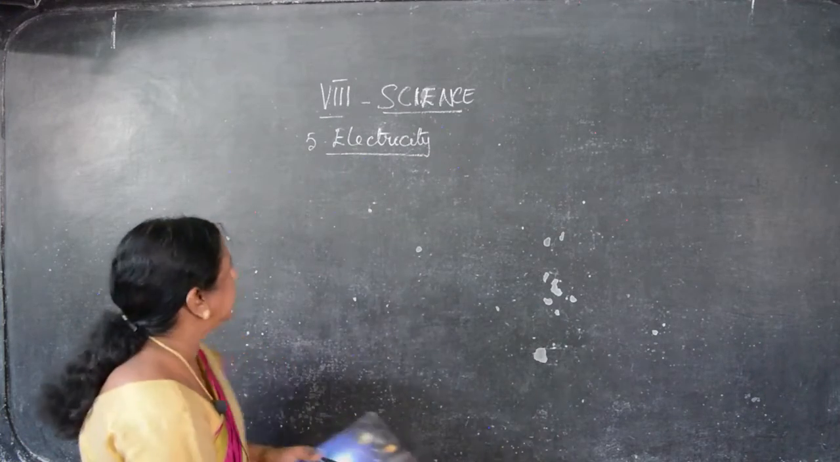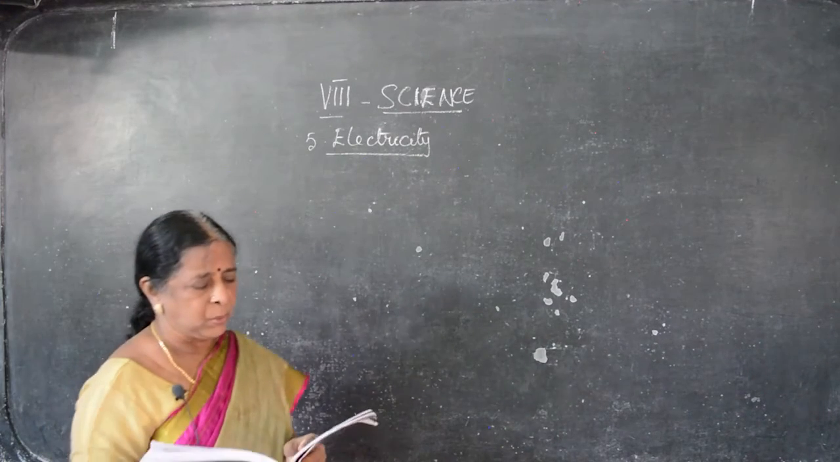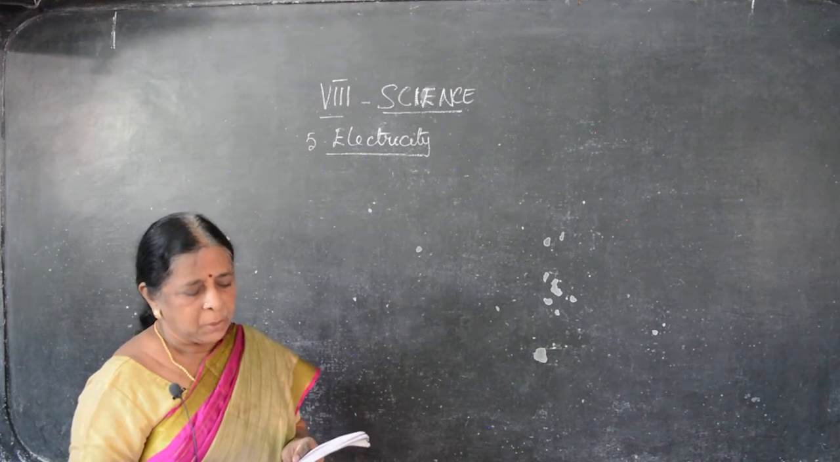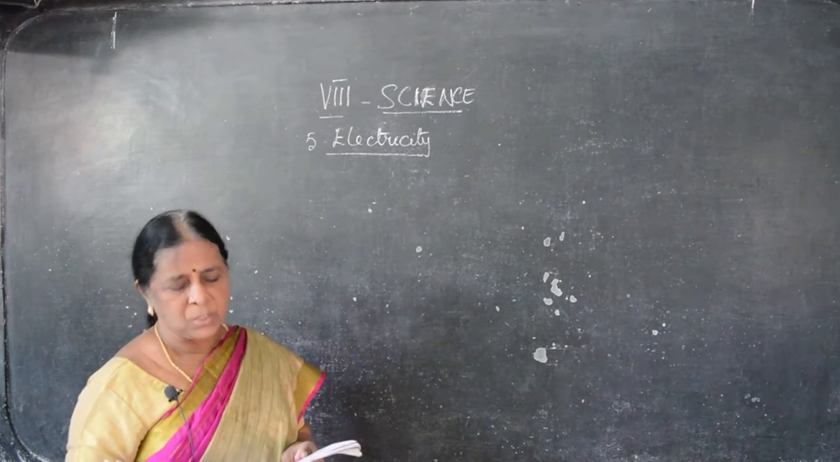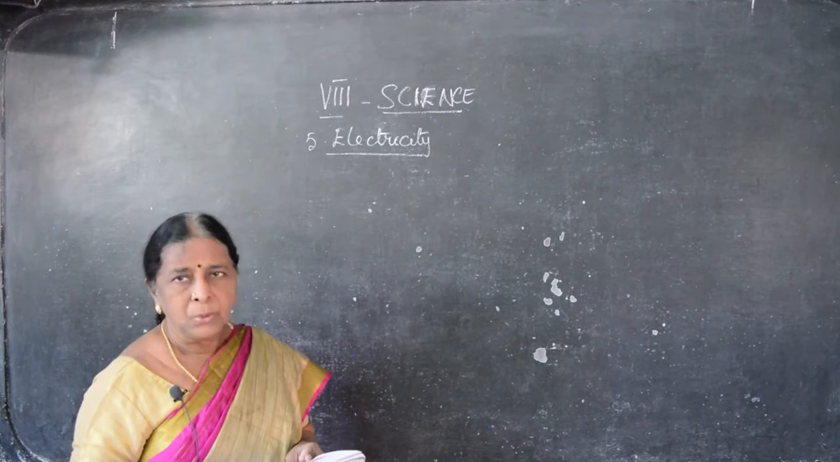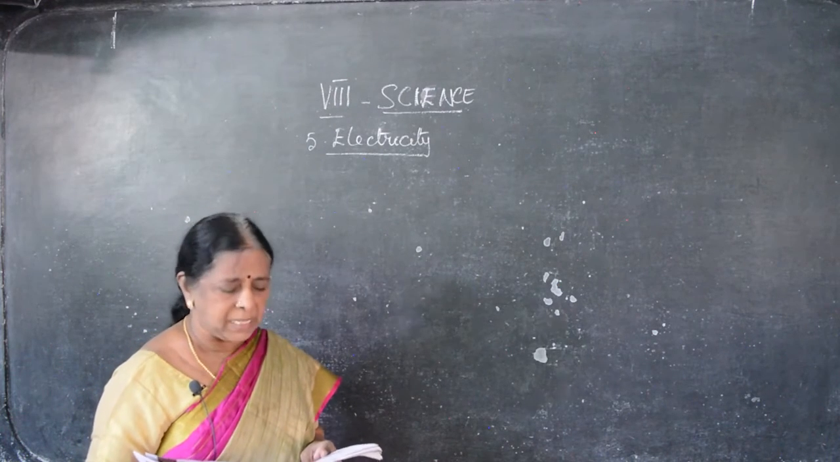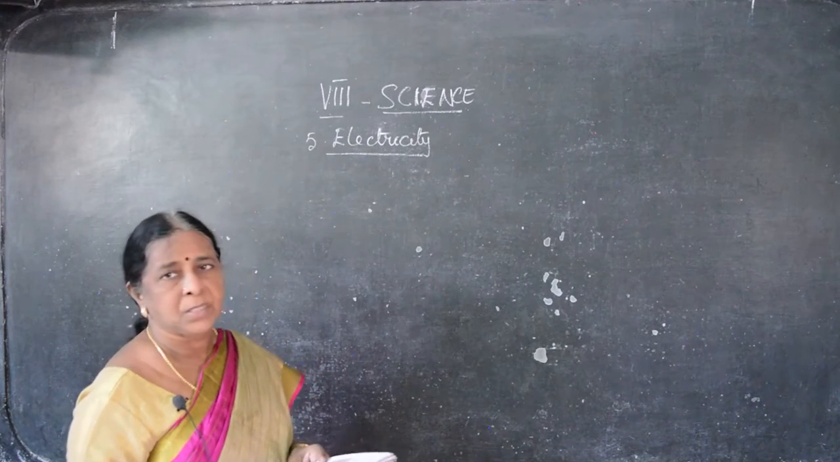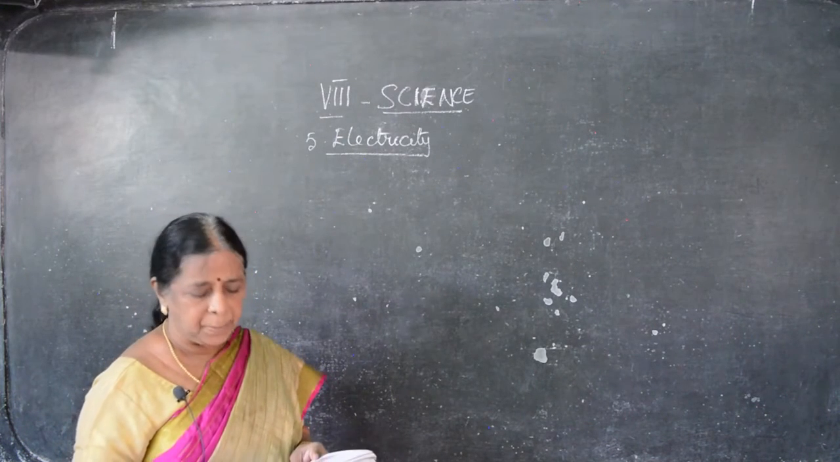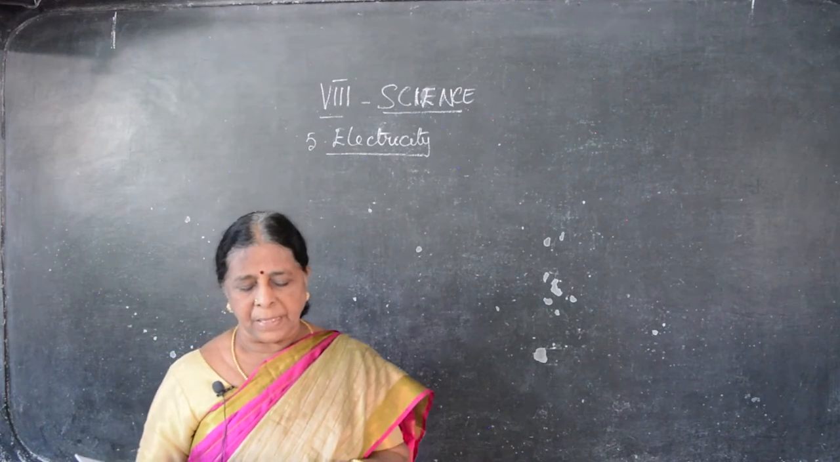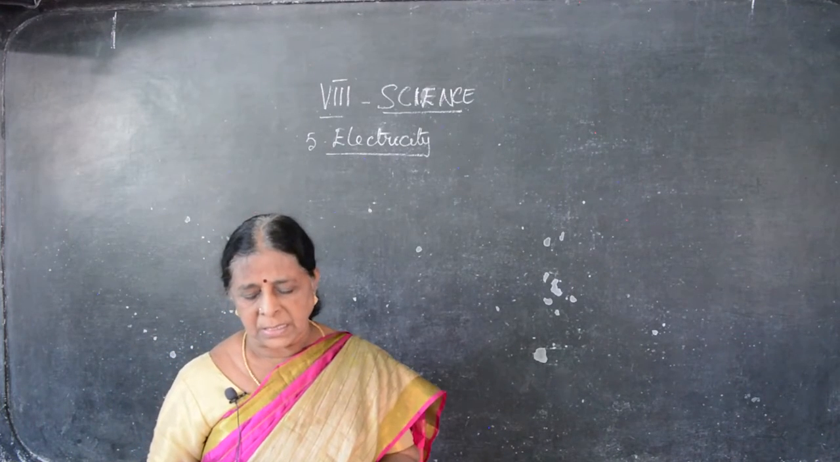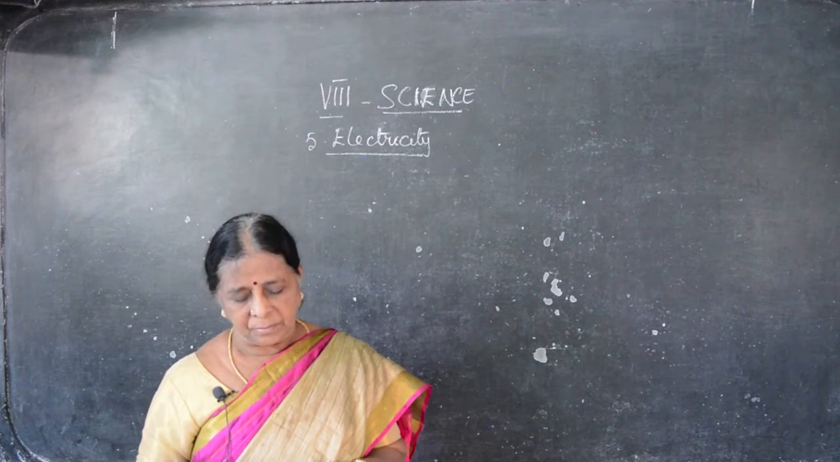First one, give reasons. Match the following. I forgot match the following, children. Sorry. Match the following. Roman number 4. Two similar charges. You know, similar charges means what? Same charges, they repel each other. Two similar charges, they repel each other. Okay. Put number 1 there. Two dissimilar charges, they attract each other.